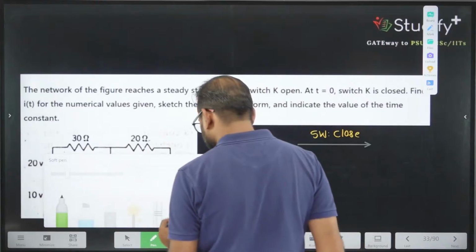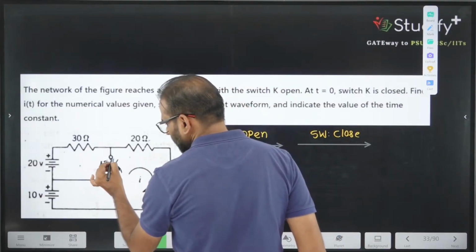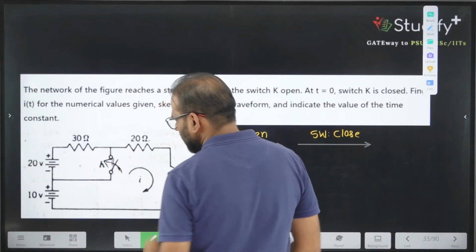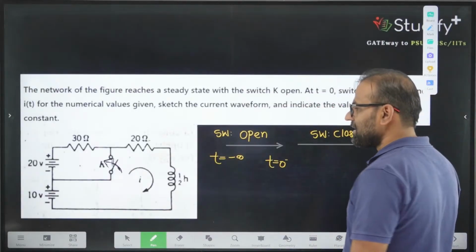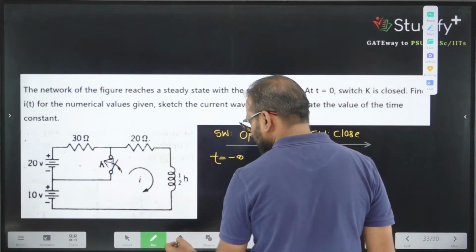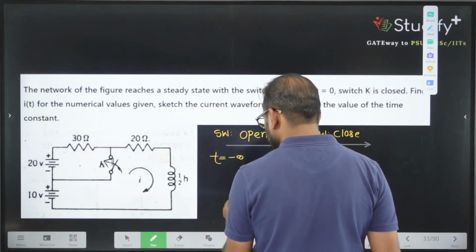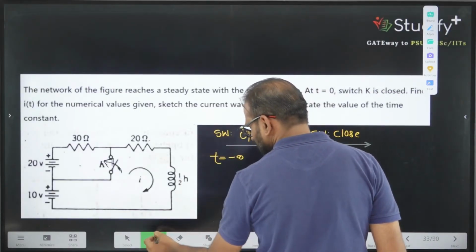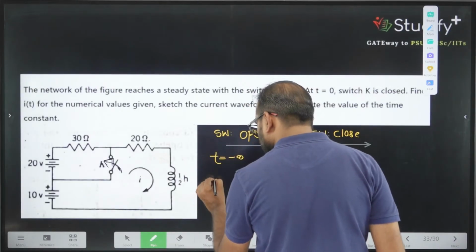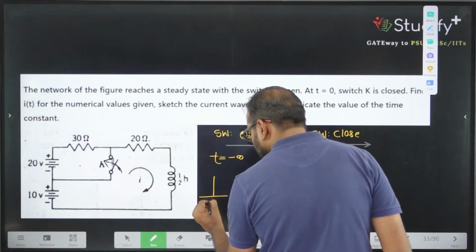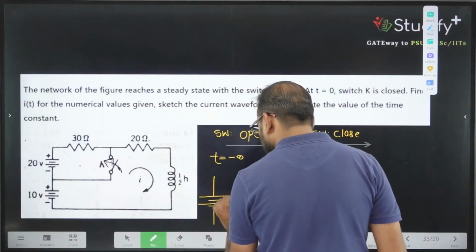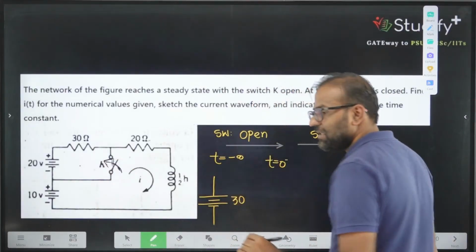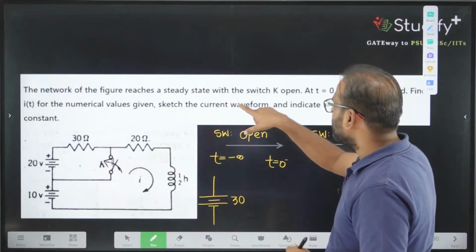Always remember, this is our circuit. The initial position of the switch was open, so the circuit has achieved the steady state. So 20 plus 10 is 30. This is the initial condition, in steady state. At t equal to 0 minus, how does our circuit look? 10 plus 20 is 30, because initially the switch is open, as given.